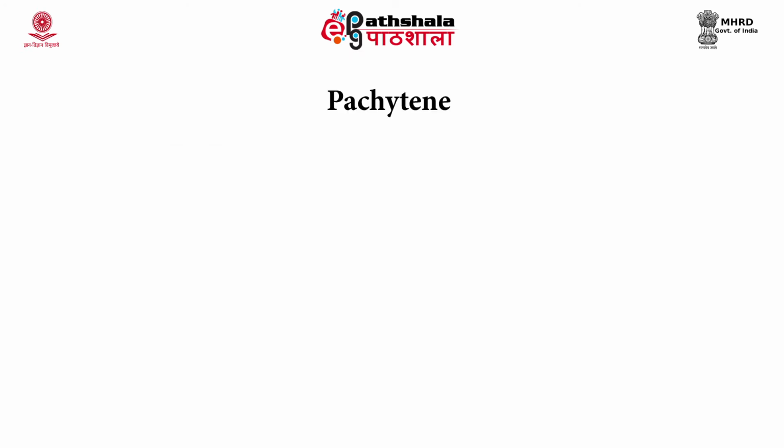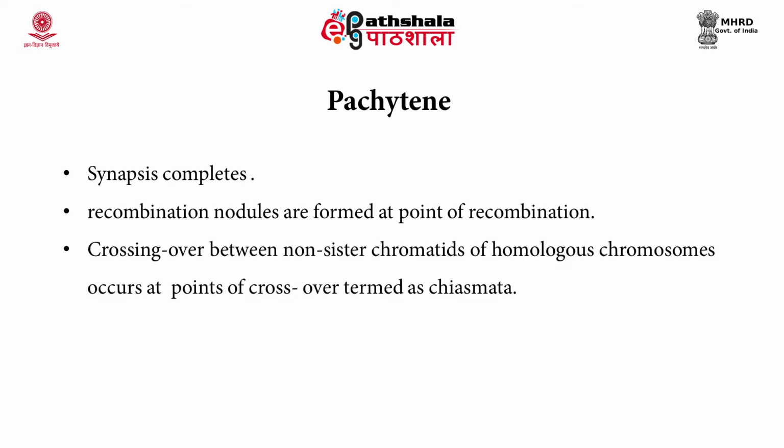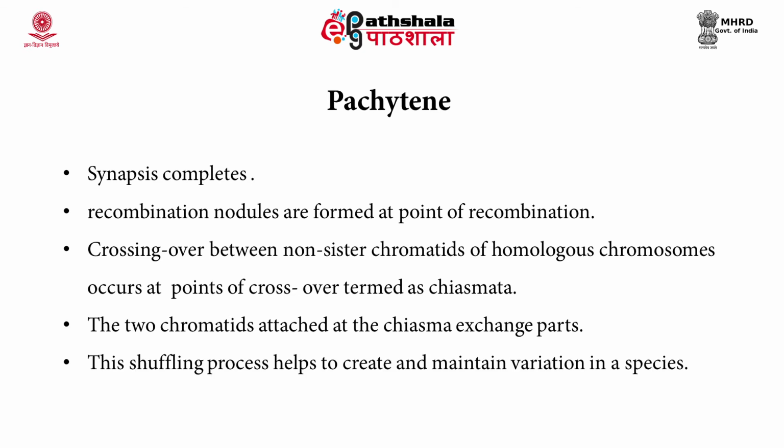Pachytene is a stage after zygotene. Here the synapsis is complete. Recombination nodules are formed at the point of recombination. Crossing over between non-sister chromatids of homologous chromosomes is seen at the point of crossover and it is termed as chiasmata. The two chromatids attached at chiasma exchange parts. This process helps to create and maintain variation in species.